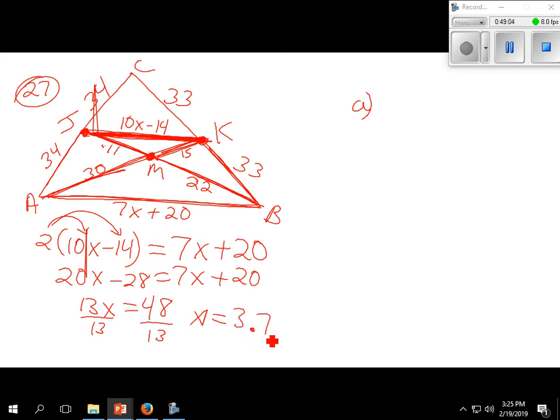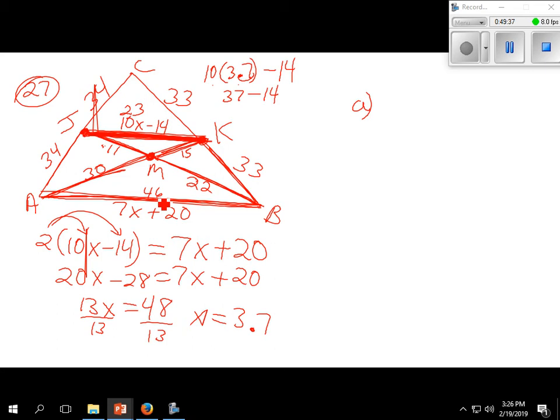And then I can go back up here, and this is nice again because that has a 10x in it right there. So I'm going to do 10 times 3.7 minus 14. Well, 10 times 3.7, you just bump the decimal over one place, so you get 37 minus 14. 37 minus 14 is 23. So length of segment JK right here is 23. And then the length of segment AB has to be double that, which is 46.